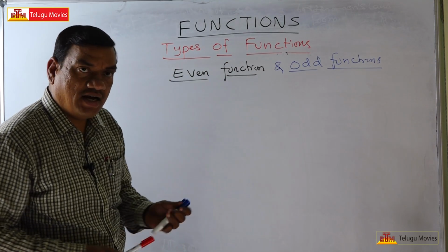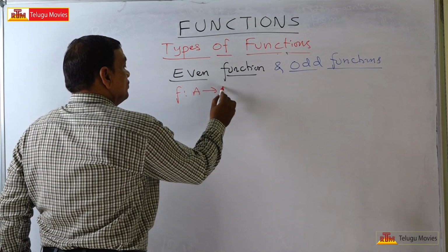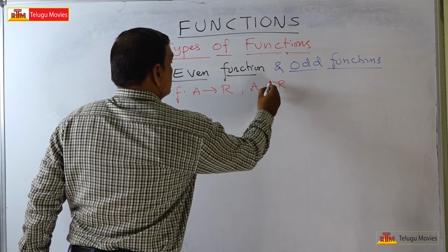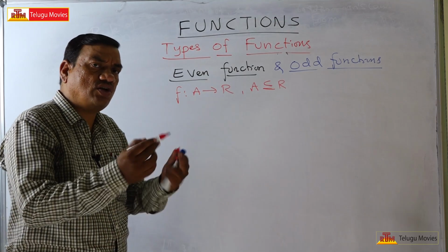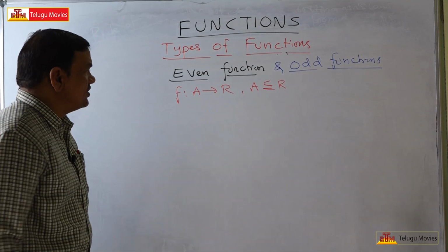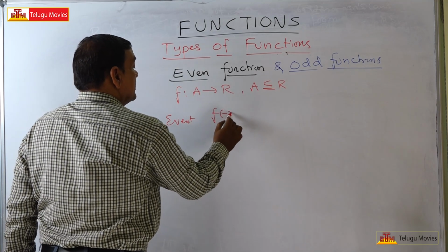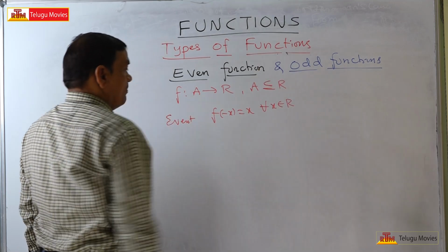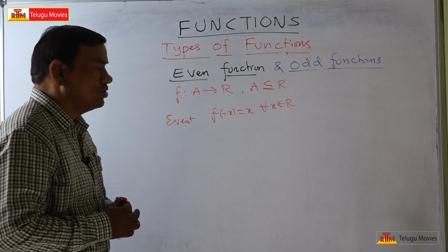So let us define like this. f is a function from A to R, where A is a subset of real numbers. A is the domain, R is the set of real numbers. Then the function is said to be an even function if f of minus x is equal to f of x for all x belongs to real numbers.